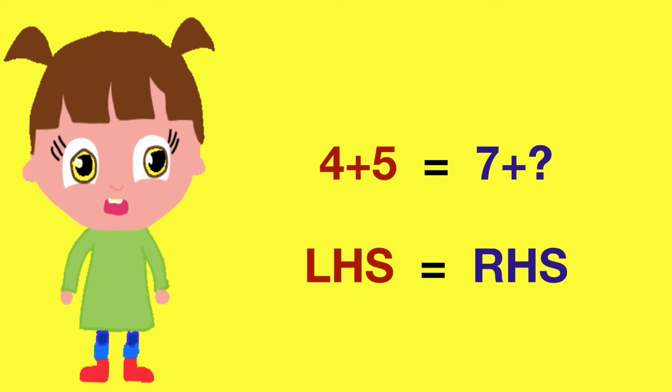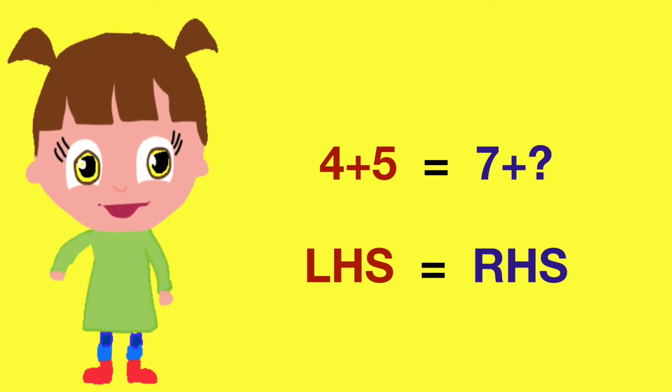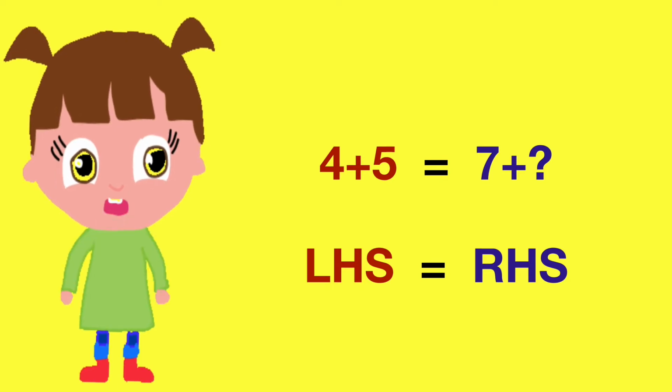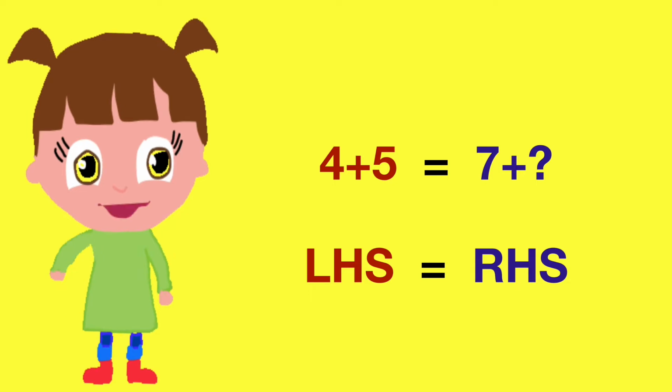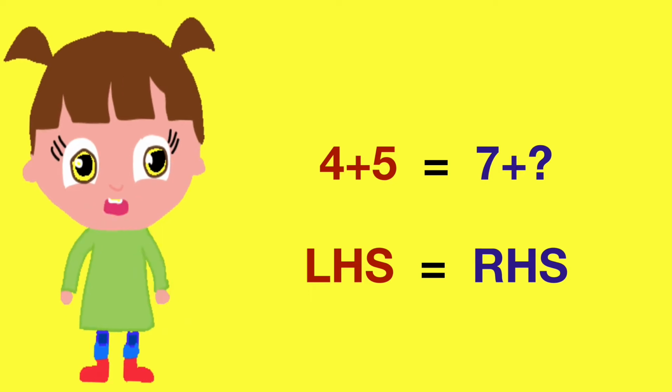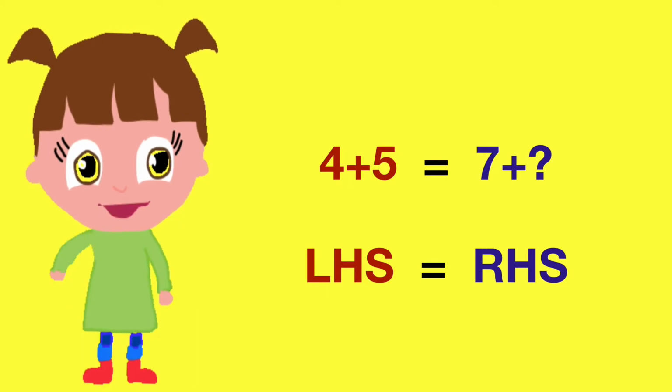Here is another equation which we have to solve to find what will come in the question mark. The question says 4 plus 5 is equal to 7 plus question mark, which is a blank we have to find the answer for. The 4 plus 5, which is in red color, is called the left hand side of the equation because it is on the left side of the equals to sign. And the blue part, which is 7 plus question mark, is called the right hand side because it comes after the equals to sign.